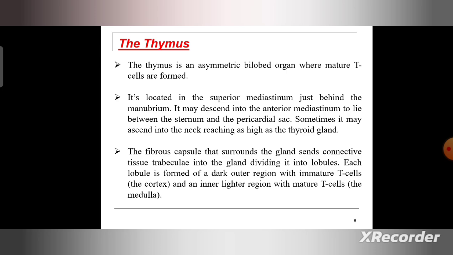It may descend into the anterior mediastinum to lie between the sternum and the pericardial sac. Sometimes it may ascend into the neck, reaching as high as the thyroid gland. The fibrous capsule that surrounds the gland sends connective tissue trabeculae into the gland, dividing it into lobules. Each lobule is formed of a dark outer region with immature T cells, that is the cortex, and the inner lighter region with mature T cells, that is the medulla.